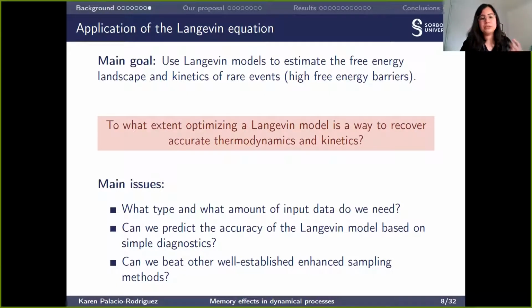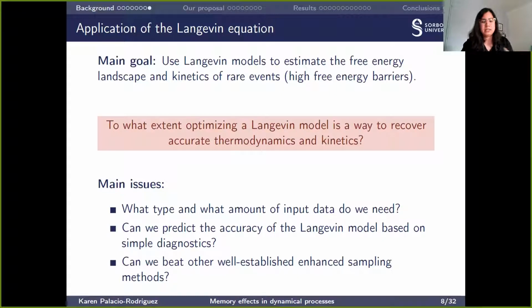Well, what we want to do is use these Langevin models to estimate free energy landscapes and kinetic rates or rare events. So basically we want to construct Langevin models, but also to use them to obtain these important properties. And to do so, we need to know to what extent optimizing Langevin models is a way to recover accurate thermodynamics and kinetics. So to answer this question, we have some issues.